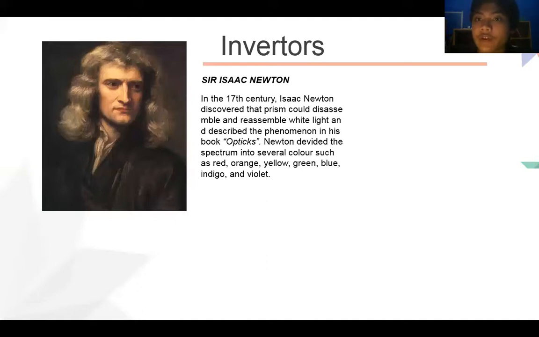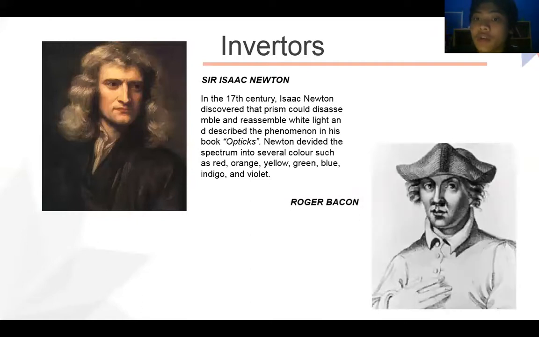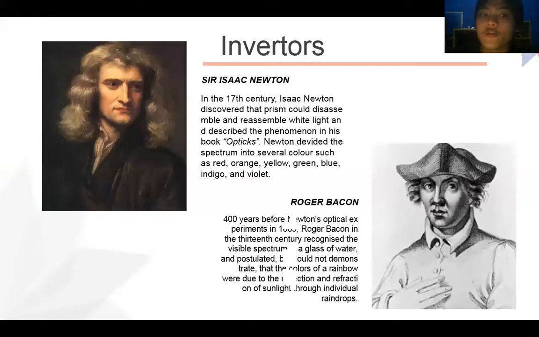The second inventor of visible light is Roger Bacon. 400 years before Newton's optical experiments in 1665, Roger Bacon in the 13th century recognized the visible spectrum in a glass of water and postulated, but could not demonstrate, that the colors of a rainbow were due to the reflection and refraction of sunlight through individual raindrops. That's the inventors of visible light.